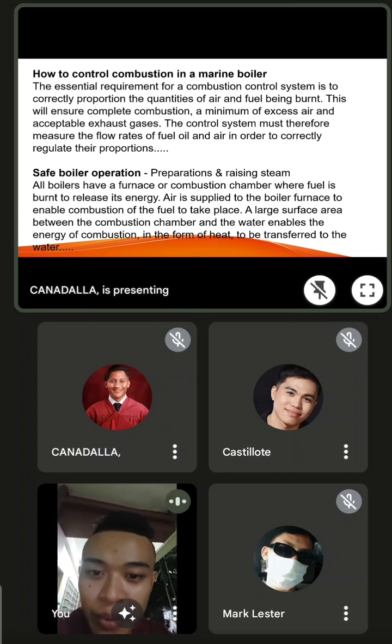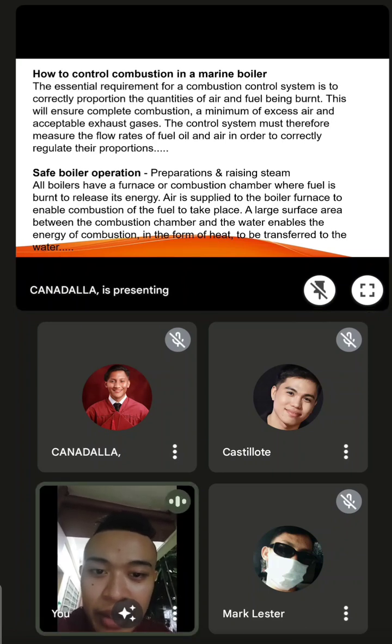Safe boiler operation: preparation and raising steam. All boilers have a furnace or combustion chamber where fuel is burned to release its energy. Air is supplied to the boiler furnace to enable combustion of the fuel to take place. A large surface area between the combustion chamber and the water enables the energy of combustion, in the form of heat, to be transferred to the water.